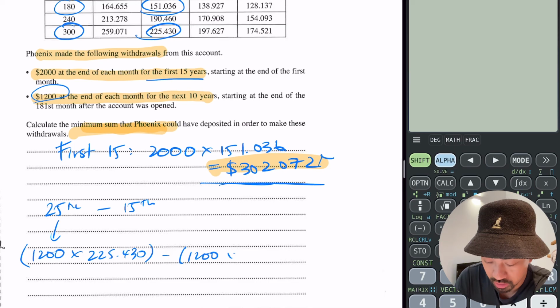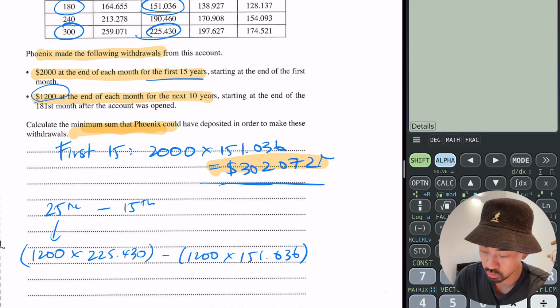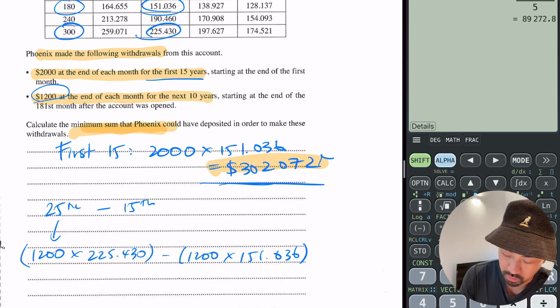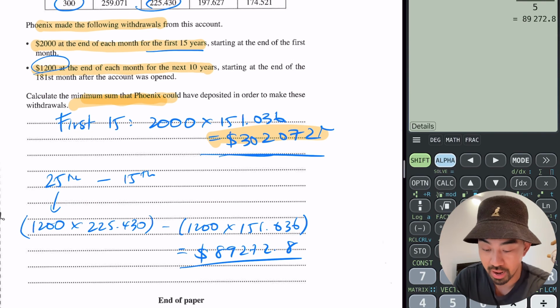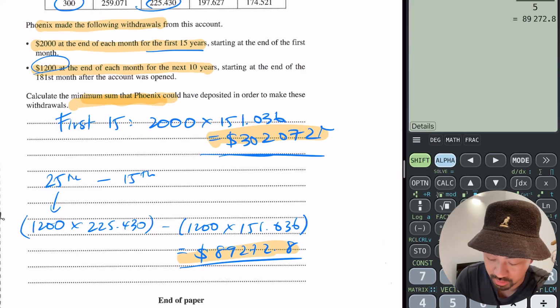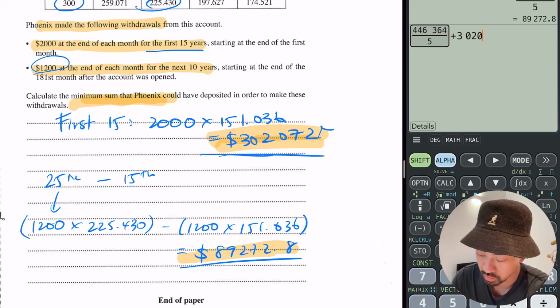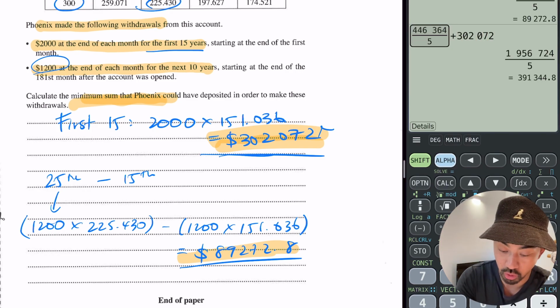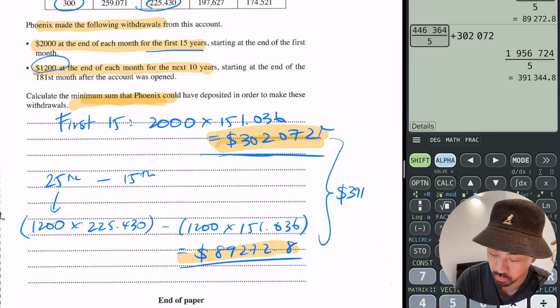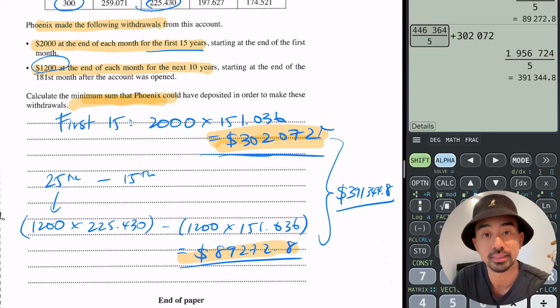So 1,200 times 151.036. So what is that? 1,200 times 225.430 minus 1,200 times 151.036 is 89,272.8. To work out our total present value, I need to add these two highlighted ones. So add on 302,072. So your answer should be 391,344.8. Done.